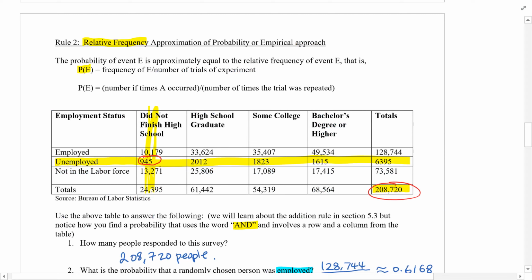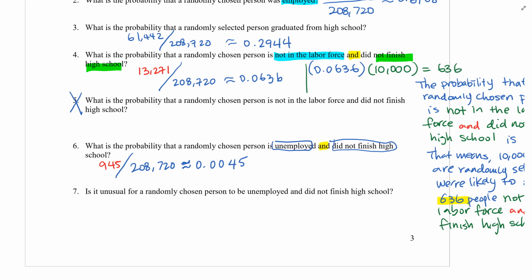So that means 945 people in the survey are unemployed and did not finish high school. To find the probability, we use that number over the total. So let's write it. Calculate, rounding to 4 decimal places. I got 0.0045. And notice that the "and" again means I'm looking for the overlap on my table.